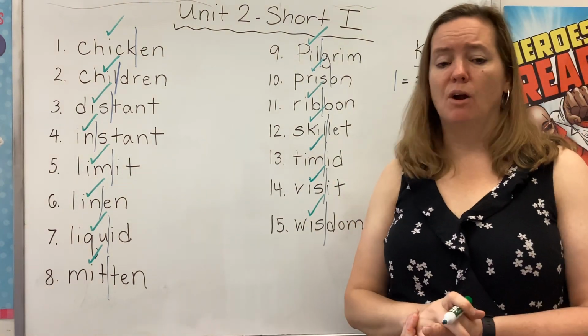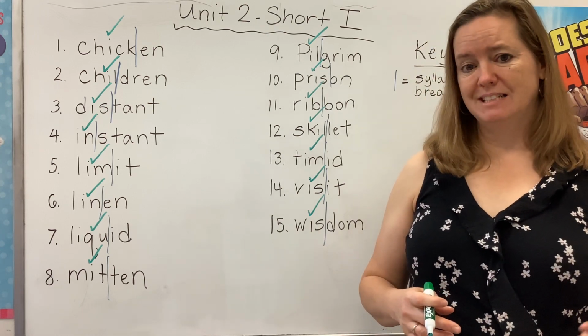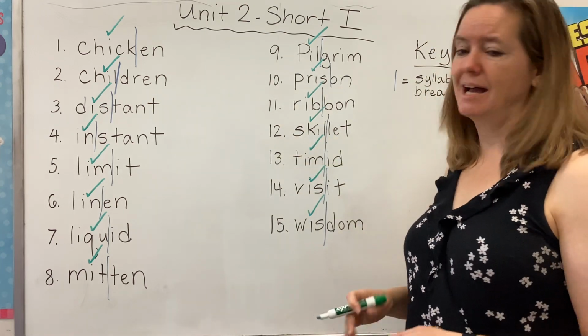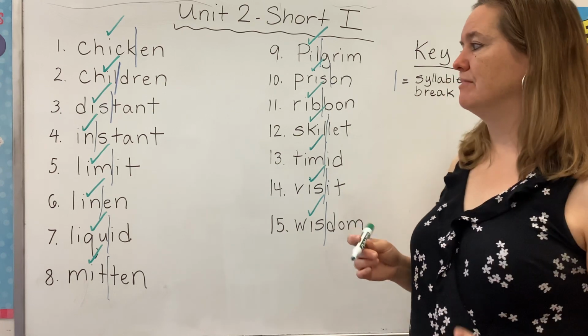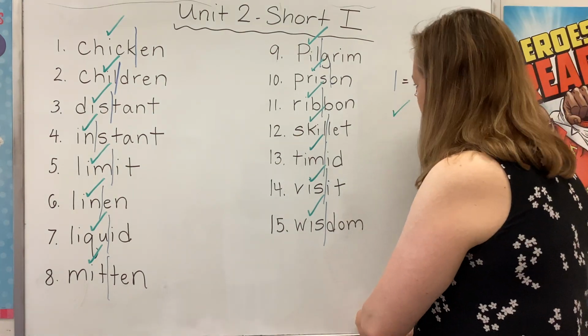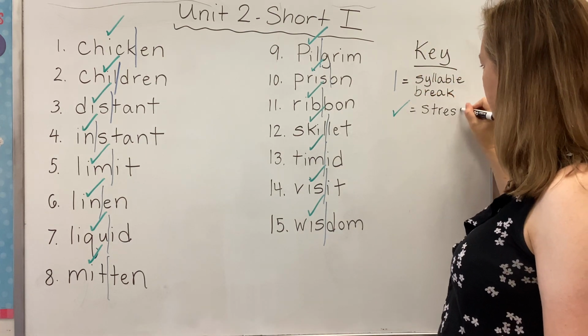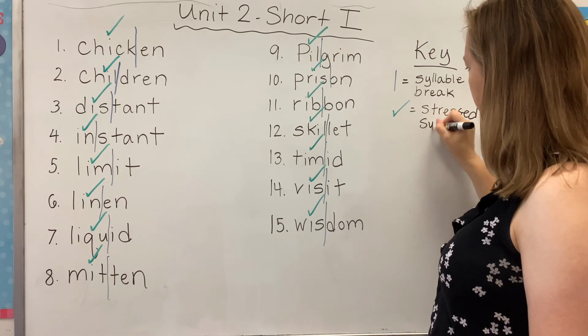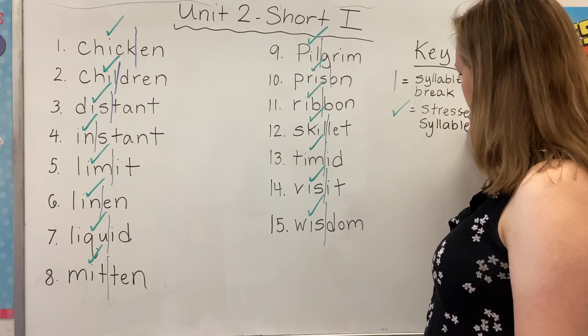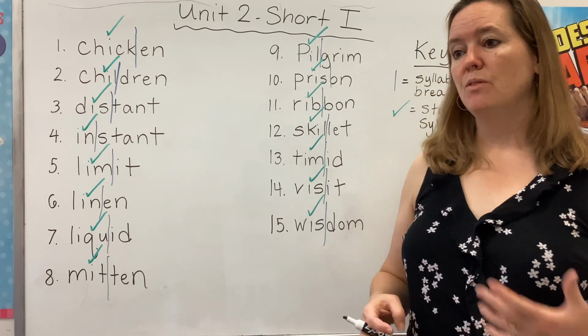That's not how it is in our whole language. Some words have a stressed first syllable, some have a stressed second syllable. This week I selected all words that have a stressed first syllable. So in our key, green check equals stressed syllable. Now what's nice about a stressed syllable is it sounds the way it's spelled.